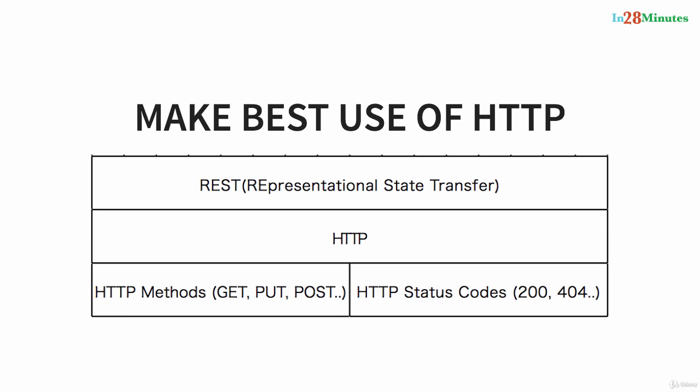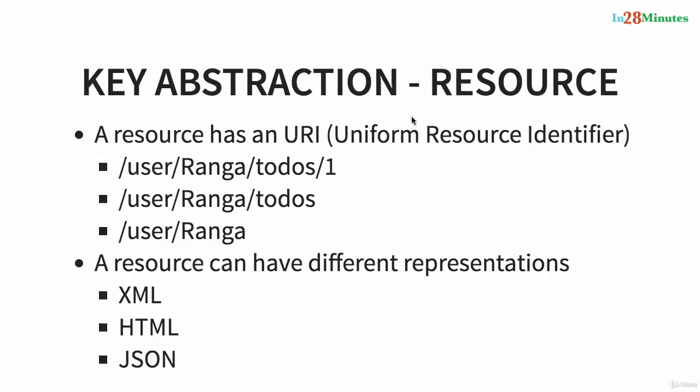RESTful web services try to define services using the different concepts that are already present in HTTP. The most important abstraction in REST is something called a resource. A resource is anything that you want to expose to the outside world through your application. For example, when I talk about the to-do management application, the users are a resource. Who is using it? Ranga is a resource. What are the to-dos can also be a resource. A specific to-do is a resource. A list of to-dos is also a resource.